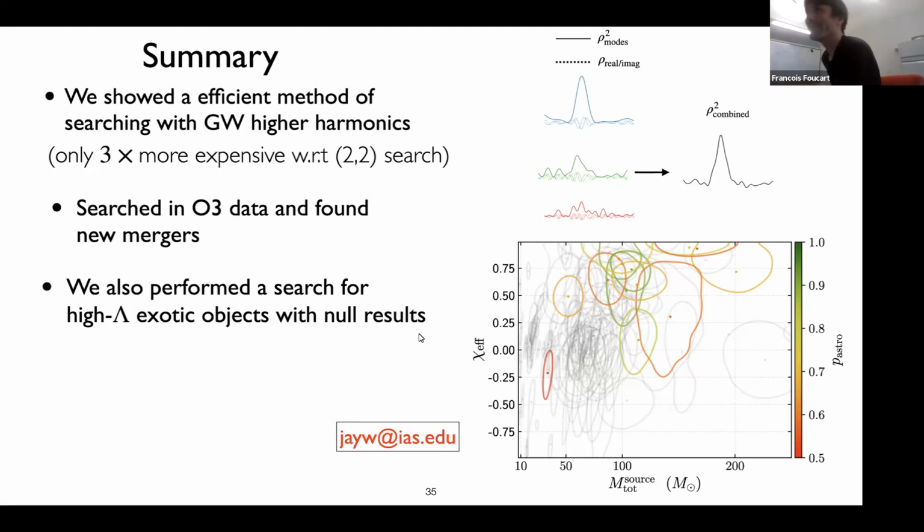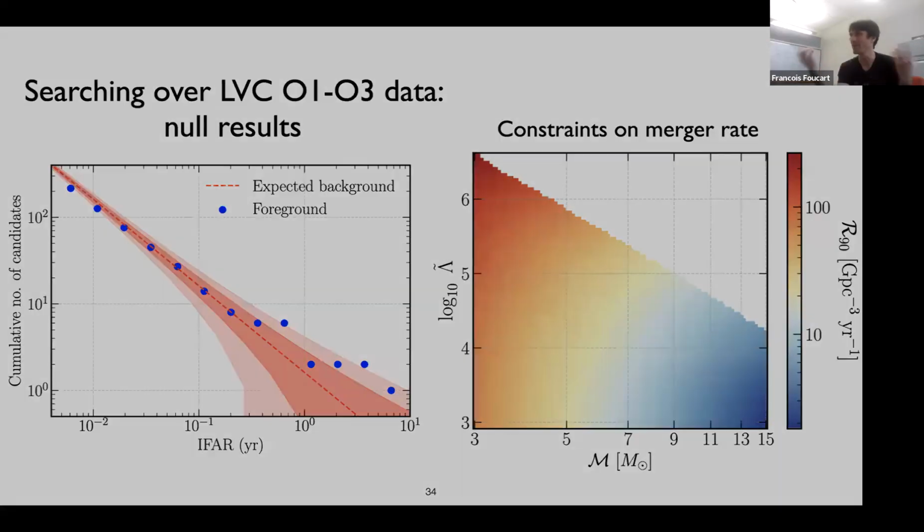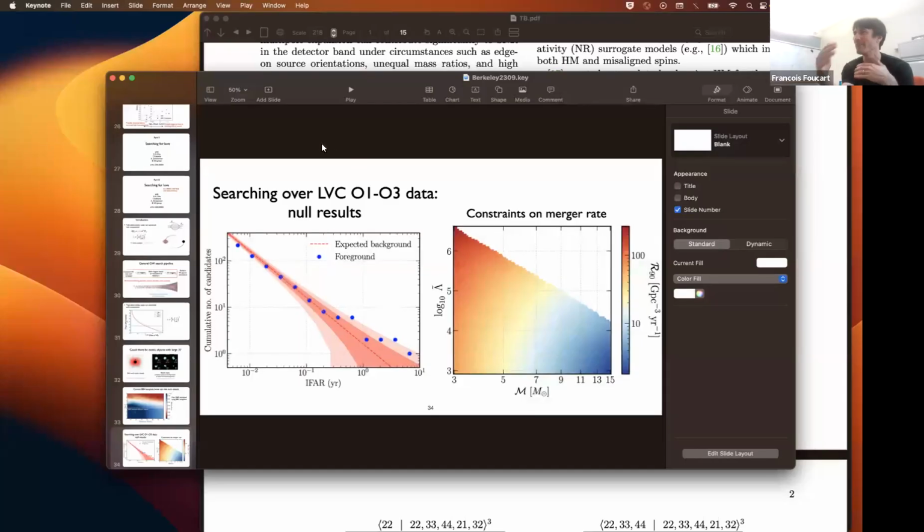Yes, thank you for the talk. I was wondering about your last search, actually, the one for the high lambda objects. Could you comment on how you generate templates for those? Do you do anything about the merger phase, where maybe those would disrupt very easily, or is this an extrapolation of the current linear and lambda kind of waveform that we have in the catalogs?